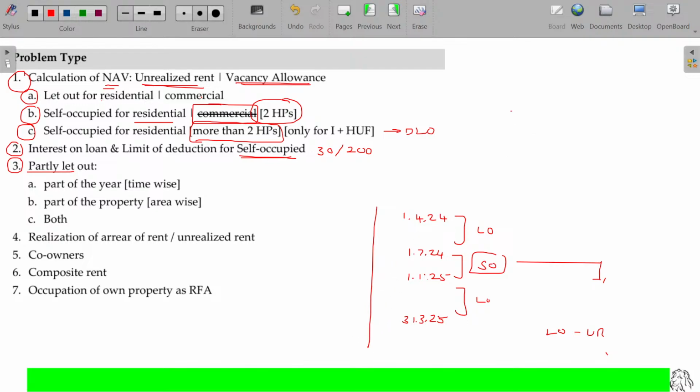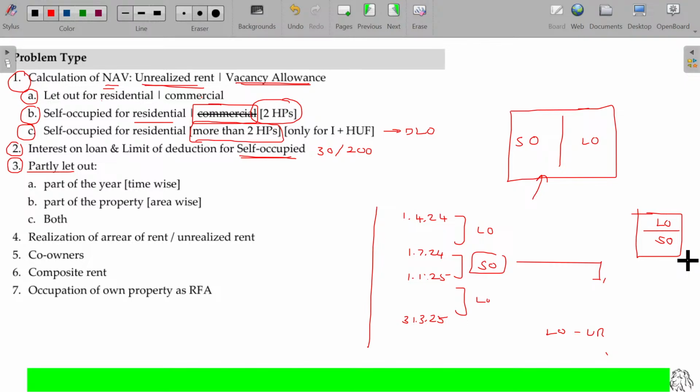In another case, in house property, they have 2 unit houses within the same house. Maybe the first portion may be occupied by the owner, and this may be let out. May be possible. This is self-occupied. This is let out. Or the ground floor may be occupied by the owner, and the first floor may be let out to some tenant. The entire thing will be considered as one house only, but a portion is let out. Then how can we calculate? So it is nothing but partly let out based on the area. So part of the property is let out area wise. So time wise and area wise. Sometimes we may have the combination of both also.